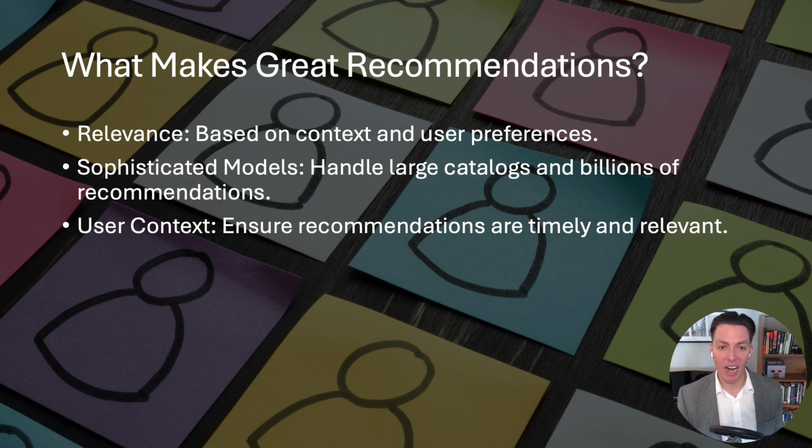And so how do we get that relevancy? And that's the first piece of this. What makes great recommendations? Relevancy. Recommendations should feel timely and aligned with user preferences. And Adobe Target definitely can help you get to that piece. The other thing is sophisticated models. Adobe Target has advanced machine learning models built in to handle large content catalogs, so you don't have to. The next thing is user context. Recommendations become more personalized as Adobe Target learns from user behavior and interactions.